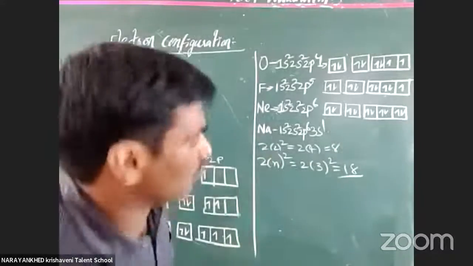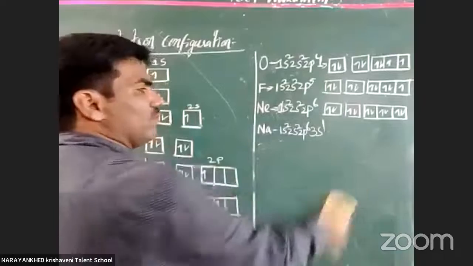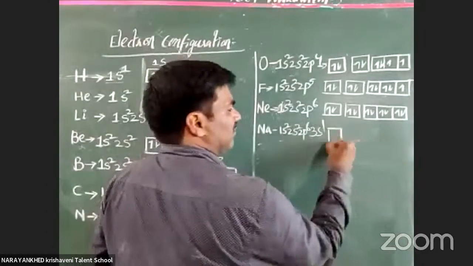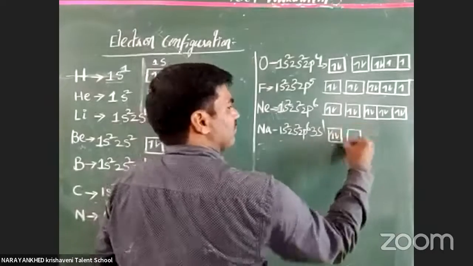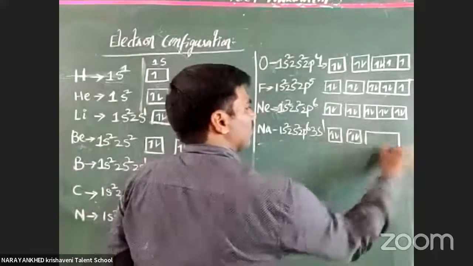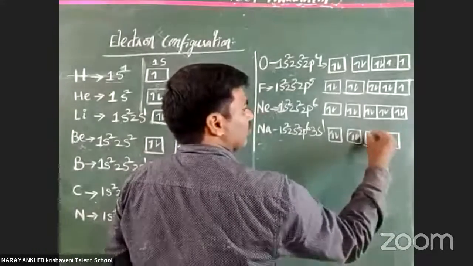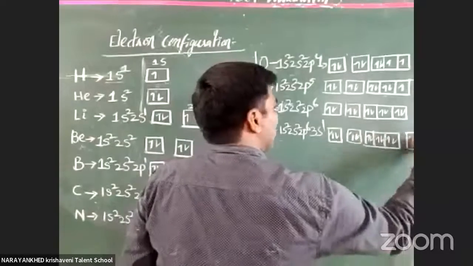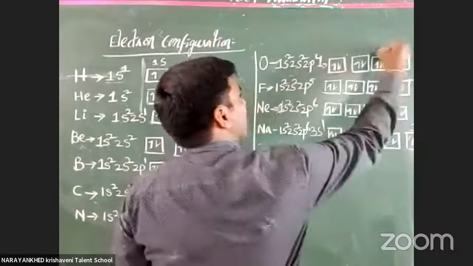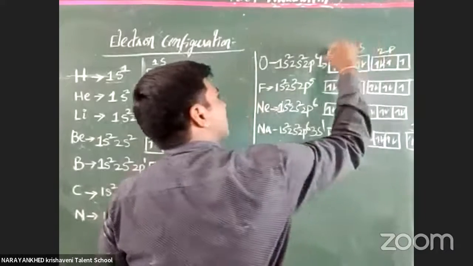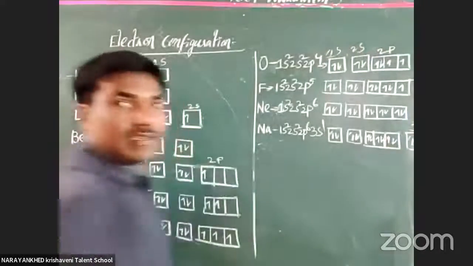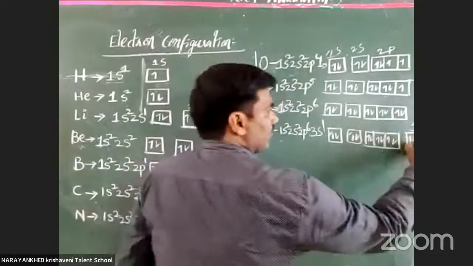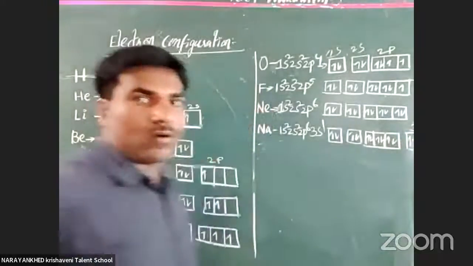Now we are going to sodium. One more electron. How we write it is like this. Yeah, it is 3s1. These are the 2p, these are the 2s, this is the 1s. Now the 3s has 1 electron. Got it?